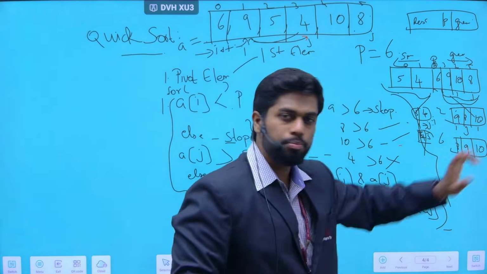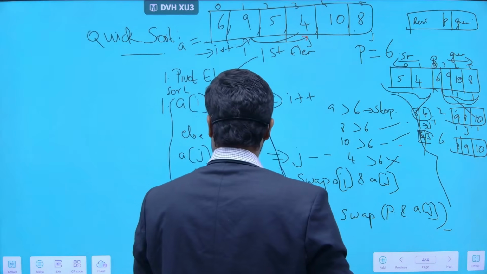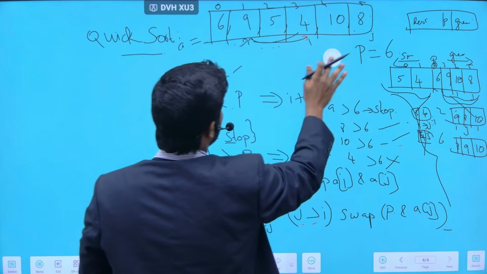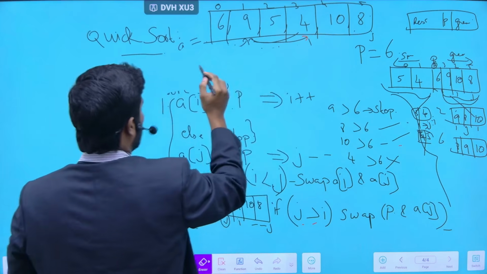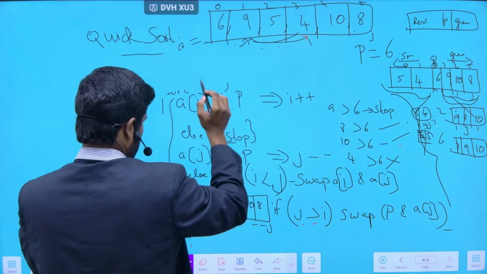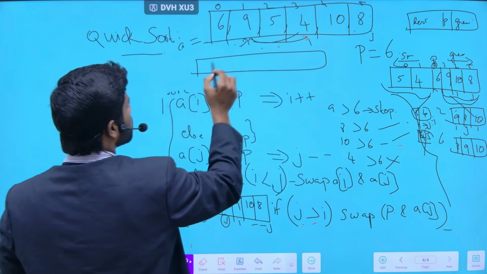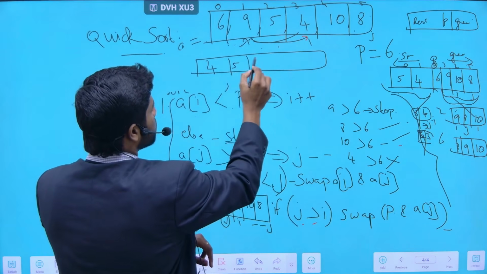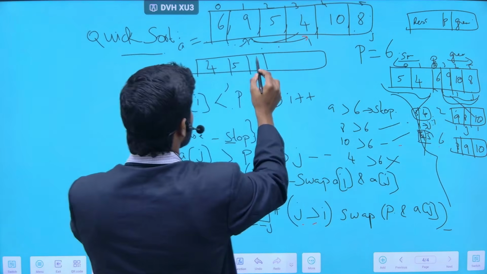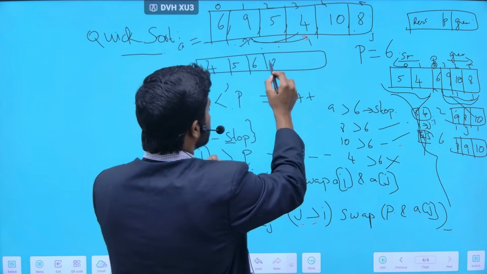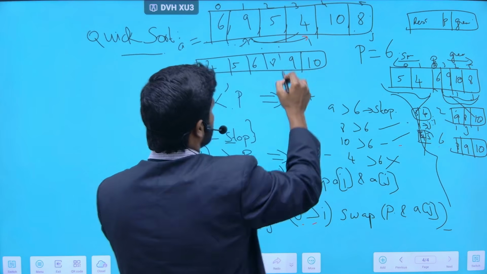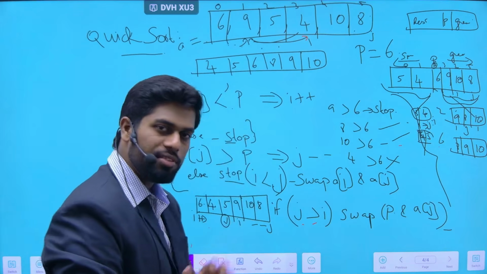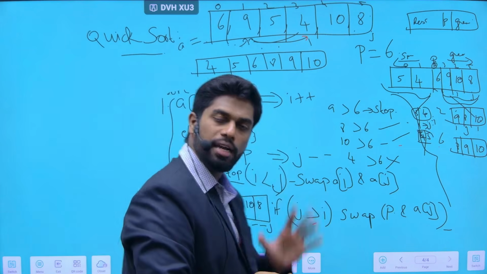What is the final output? The final output will be 4, 5, 6, 8, 9, 10. Array is sorted. So this is one of the methods of sorting the data items in an array.